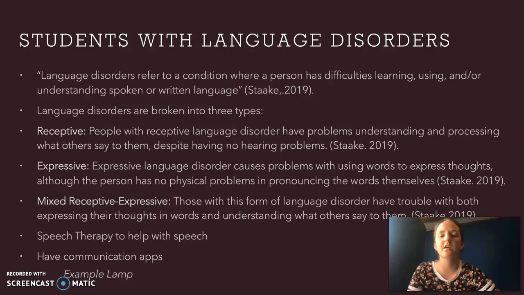Mixed receptive-expressive is a form of language disorder, having trouble with both expressing their thoughts in words and understanding what others say to them. Speech therapy can help them, and/or a communication app like LAMP.